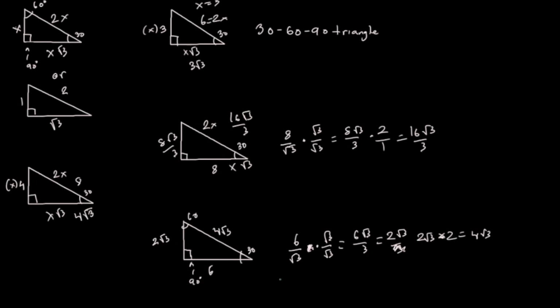In my next video, I'll be talking about the 45, 45, 90 triangle. That's another type of special right triangle.